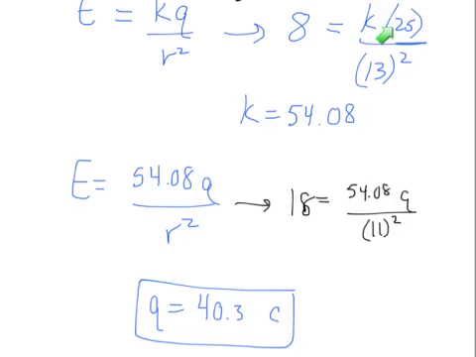We were given the scenario that when the charge is 25 and the distance is 13 meters, the field produced is 8 newtons per coulomb. We found K as a result. We plugged that in for K in the original equation and wrote it this way. Then we were asked, determine the charge. So find Q when the field is 18 and the distance away is 11 meters. So we plug in those values and we found Q by multiplying by 121, that's what 11 squared is, and dividing by 54.08. All right?